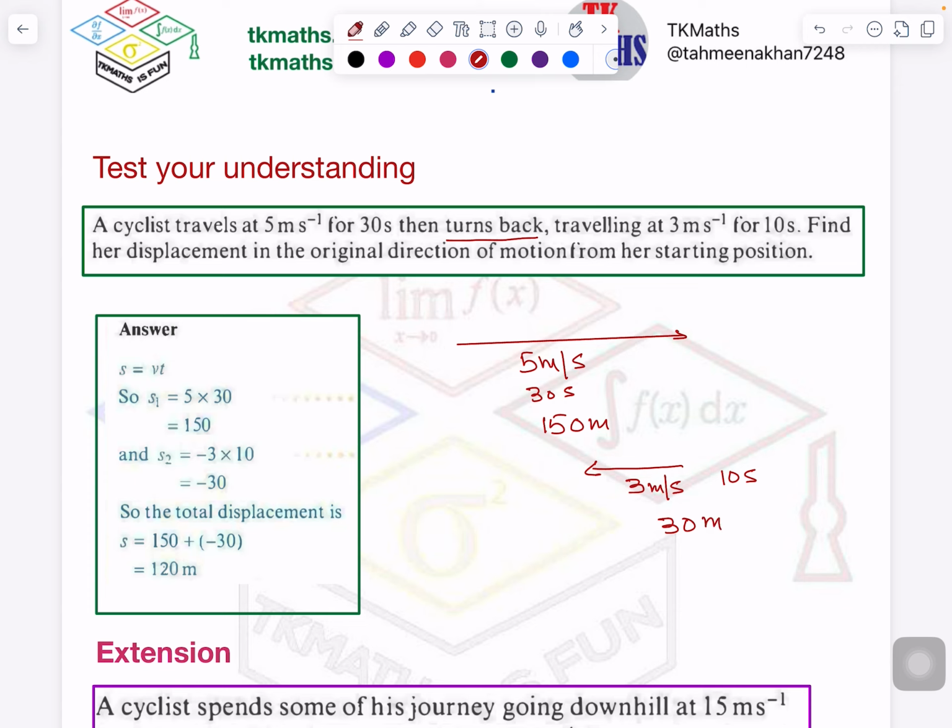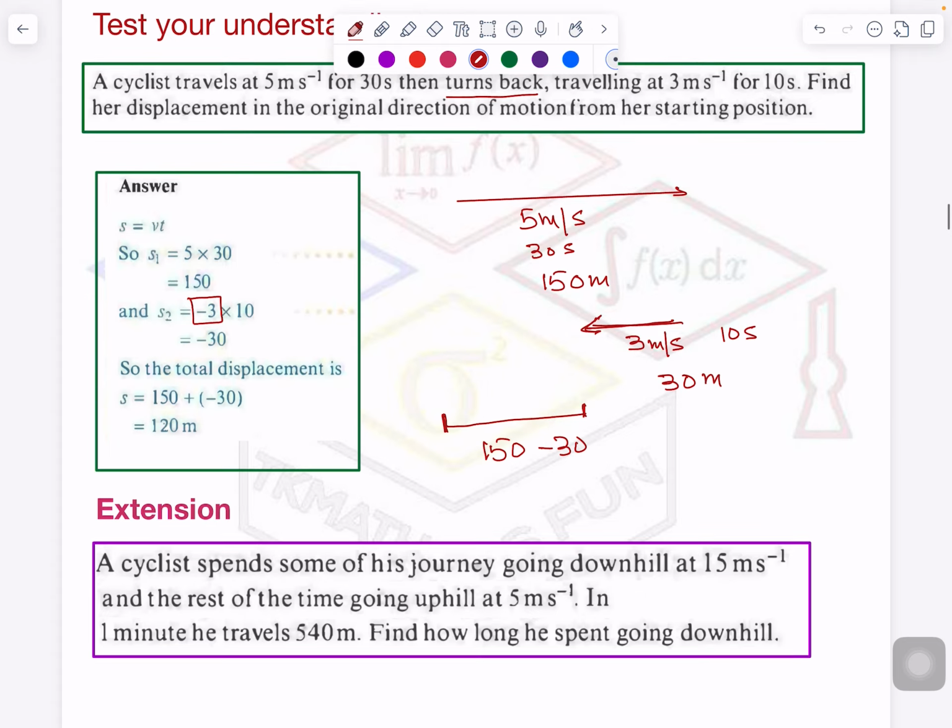So if you see here, the total displacement is from the original position to this position. So it is 150 minus 30. And you can see it is written minus 3 here to show that he is coming back now, right? So this is how you will calculate. I'm sure you have gotten the right answer.